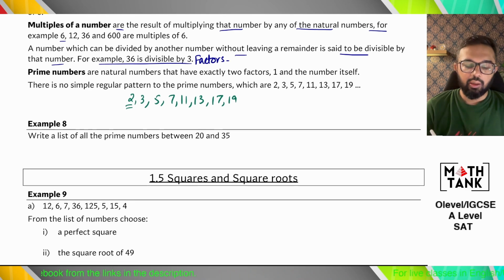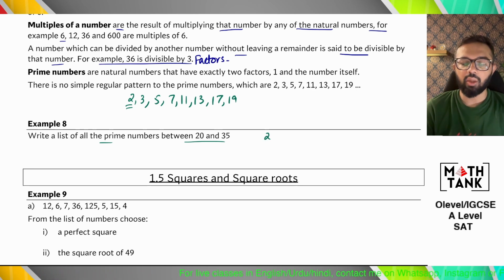Okay. Write a list of all prime numbers. So you know that you need to only check odd numbers. Even numbers cannot be prime except 2. So 21, is that a prime number? You have to count the number of factors. No, 21 has a lot of factors. It has 1 as a factor, 3, 7, and 21 as well. So 21 is not a prime number.